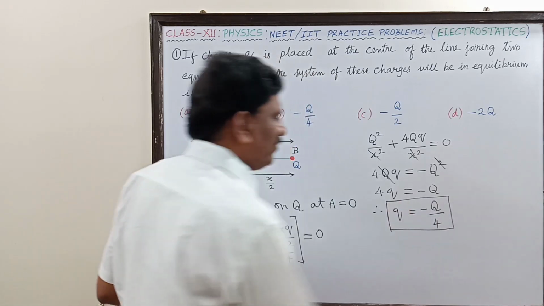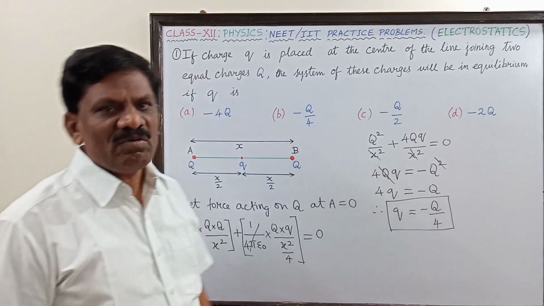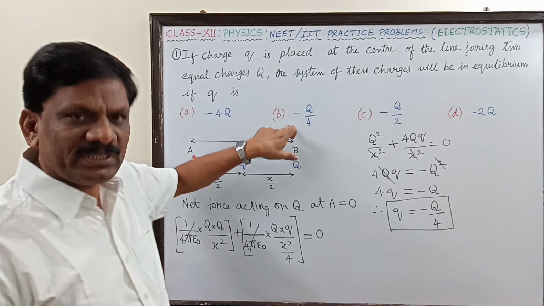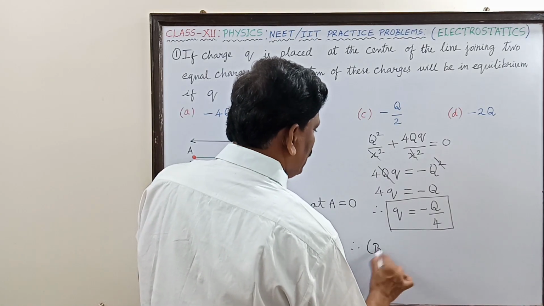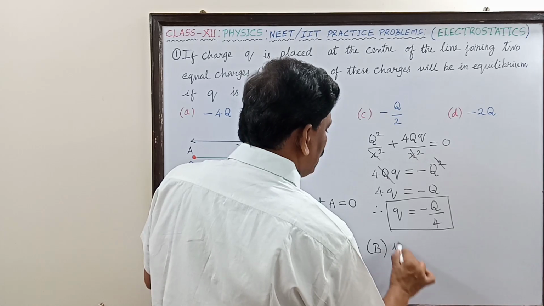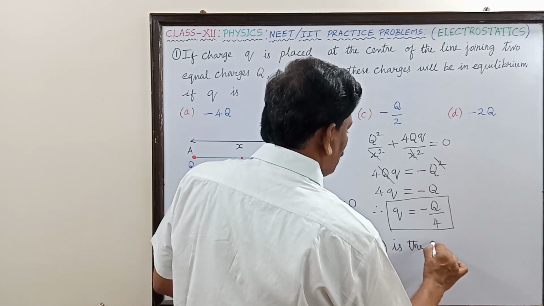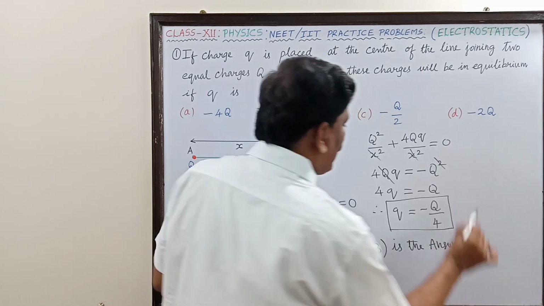So the value of small q must be equal to how much? Minus of capital Q divided by 4. So which of the options is correct? Option B is the correct answer. Therefore small q is equal to minus capital Q by 4. So option B is the correct answer.